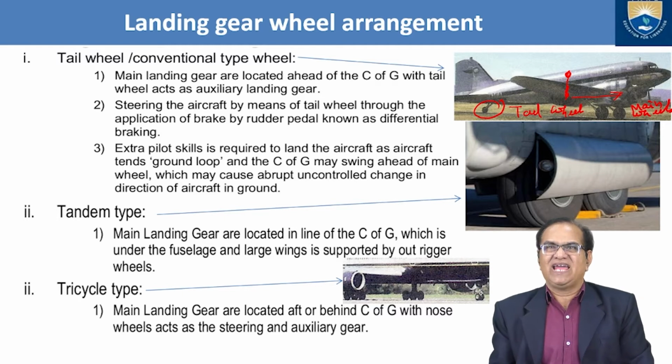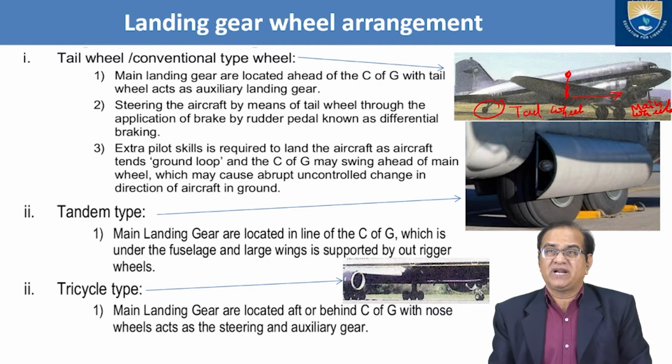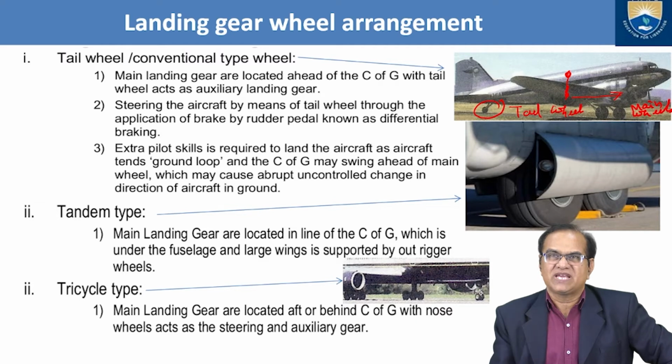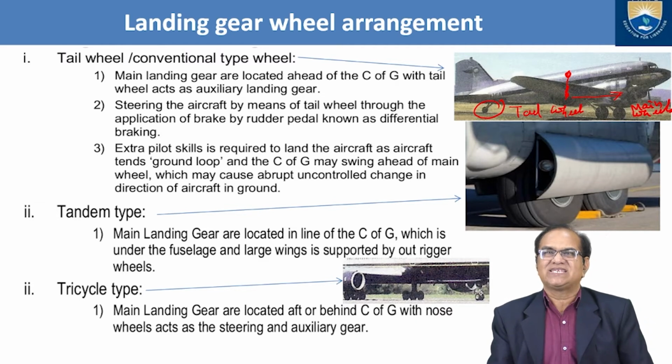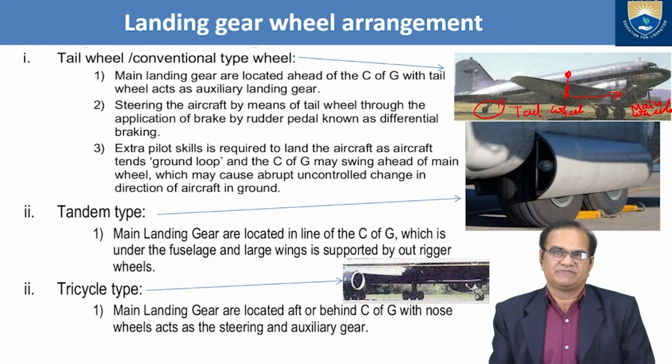The main landing gears are located ahead of the CG, with the tail wheel acting as an auxiliary landing gear, steering the aircraft by means of the tail wheel through the application of brake by rudder pedal, known as differential braking. So we use differential braking by the rudder pedal.